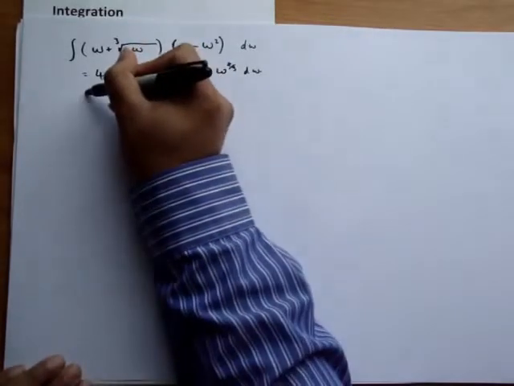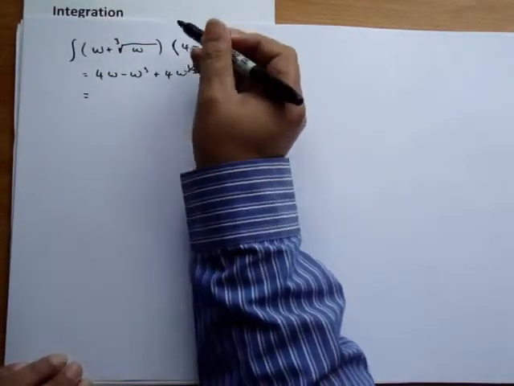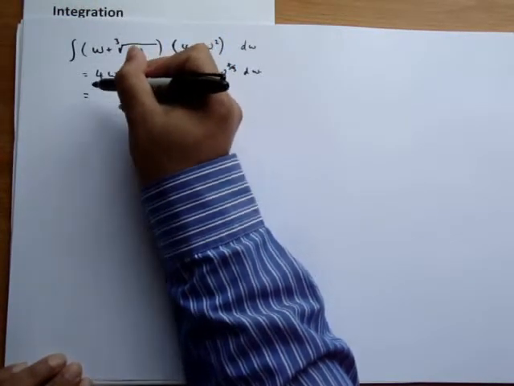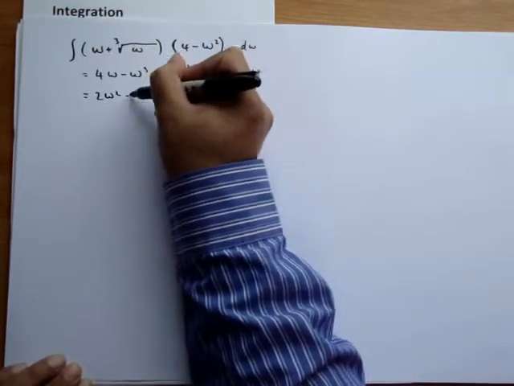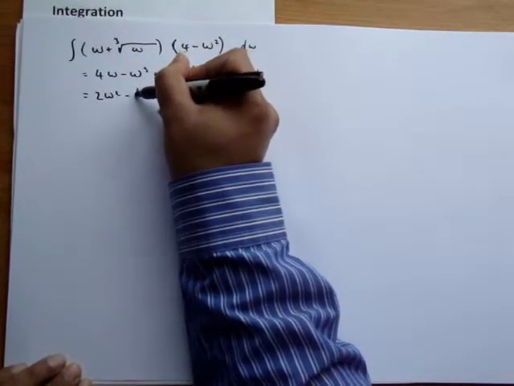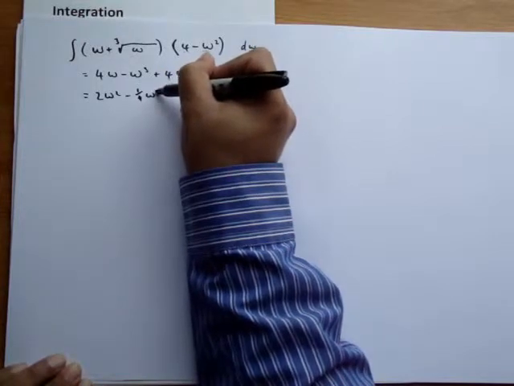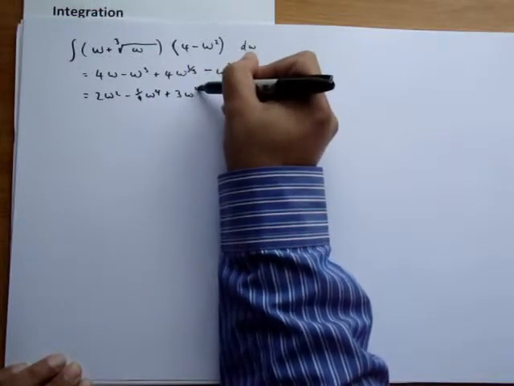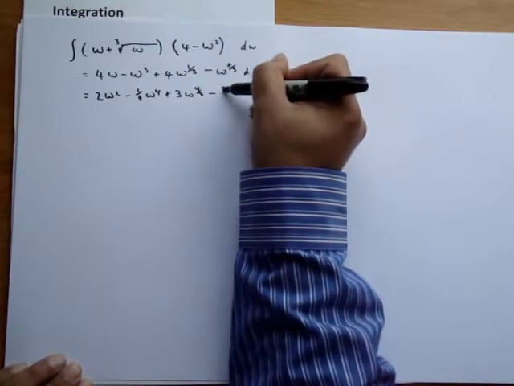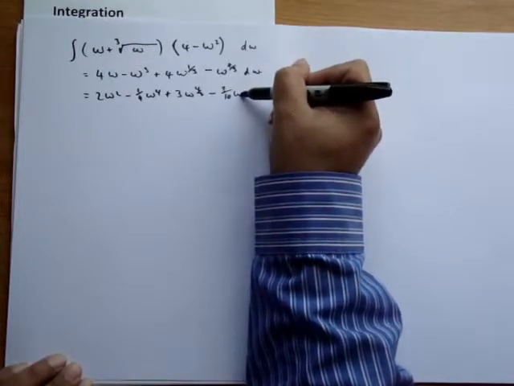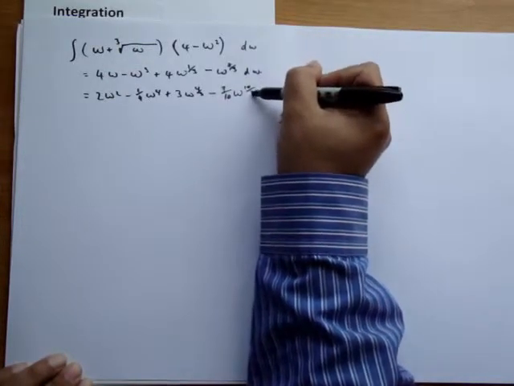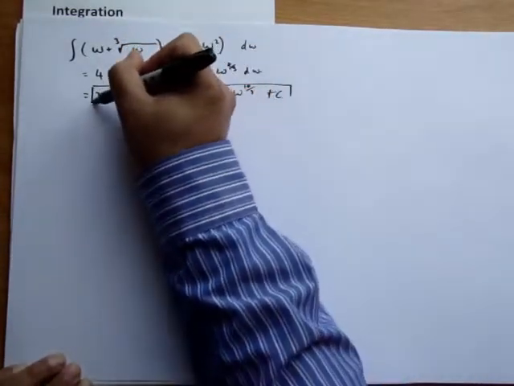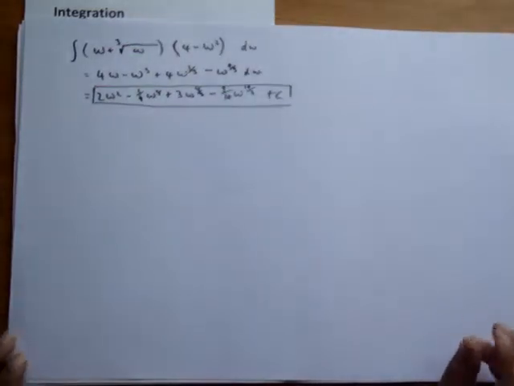And when we integrate, we get 2w squared minus 1/4 w to the power 4 plus 3w to the 4/3 minus 3 over 10 w to the 10 over 3 plus c. And that is our answer.